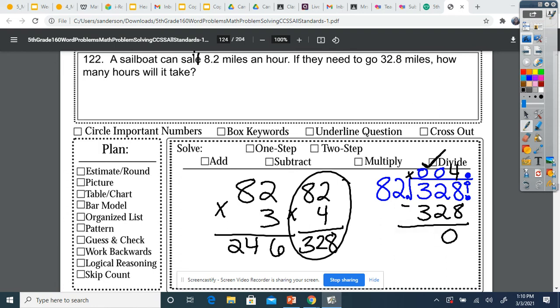Subtract those and get zeros. I don't have a remainder and I do not have anything else to break down. So my answer has 004 and the decimal. You can ignore these zeros. This is just 4.0 or just 4. So how many hours will it take if they want to go 32.8 miles? It will take 4 hours.